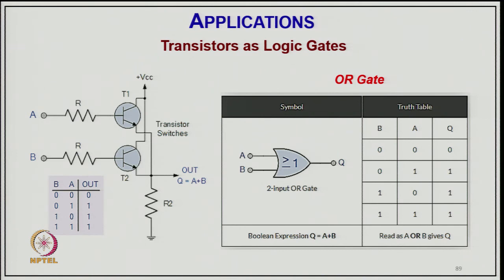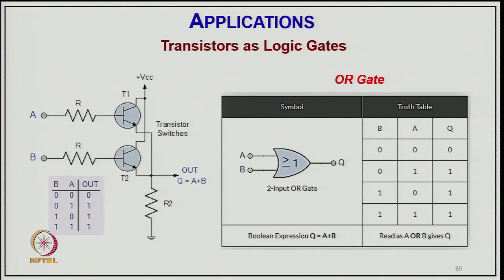Then you have a logic where both transistors are connected in parallel. When you give a signal to either input, the output will be 1. Only when both are 0 is the output 0, and the remaining 3 combinations give 1. Whether you switch on one or both, the output goes high, and we call it a 2 input OR gate. In this logic table, if any one of the inputs is high or both are high, you get 1, and only when both are low, you get 0.